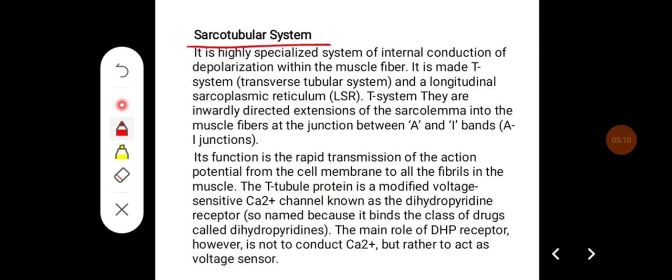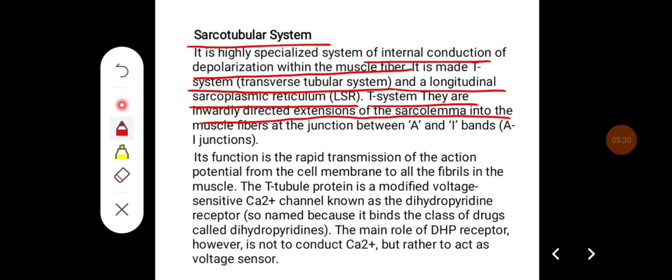Coming to the sarcotubular system, it is a highly specialized system for the internal conduction of depolarization within the muscle fiber. It is made up of the T system, that is, the transverse tubular system, and a longitudinal sarcoplasmic reticulum, that is, LSR. The T system consists of inwardly directed extensions of the sarcolemma into the muscle fibers at the junction between the A and I bands.